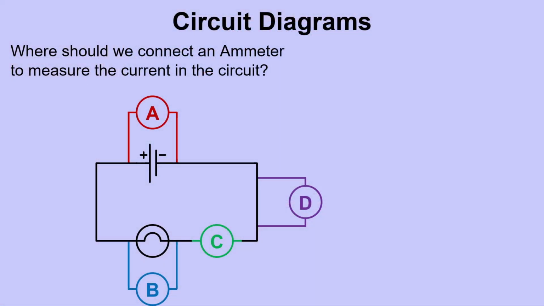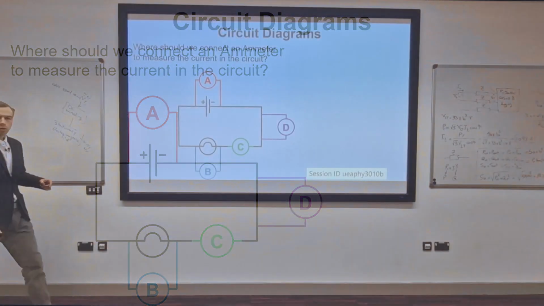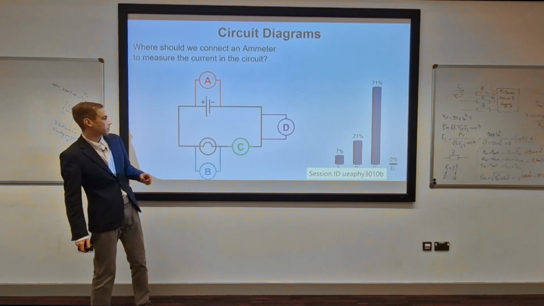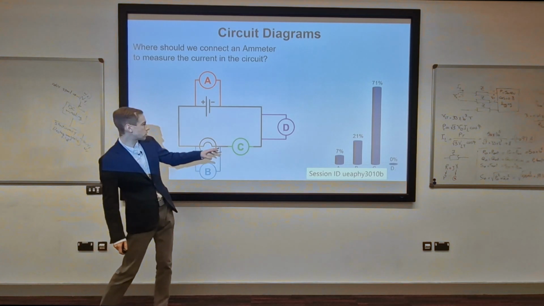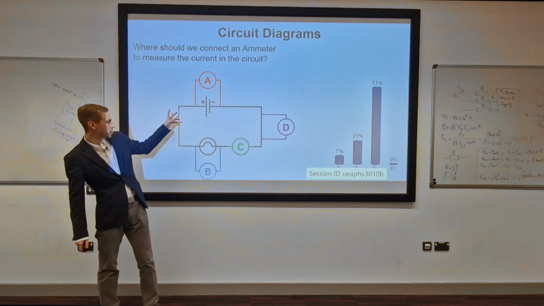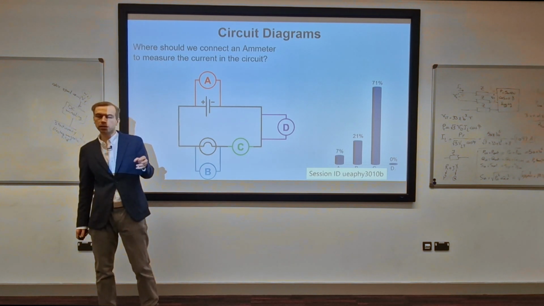Just a hint with this one: remember that the current is the same in series. So think about where we'd want to place the ammeter so that we're going to get the same current that's flowing in the rest of the circuit. Okay, let's see what everybody thinks for this one. Where did we put the multimeter? Okay, so nobody's going for D. That's not really doing much there. People are thinking maybe A, B, or C.